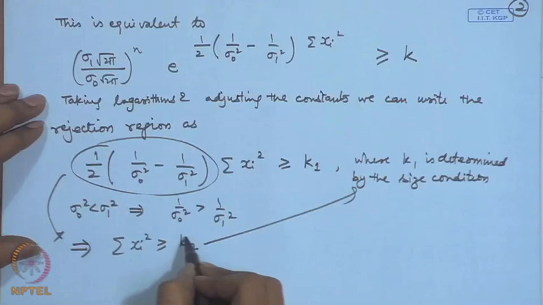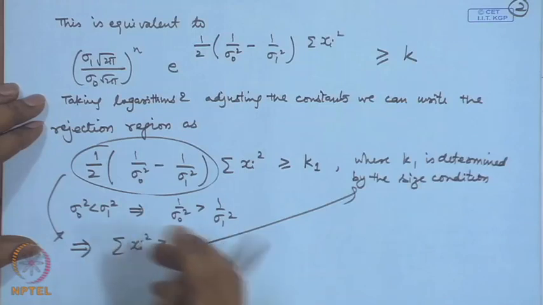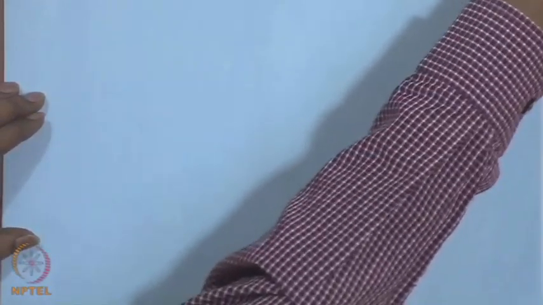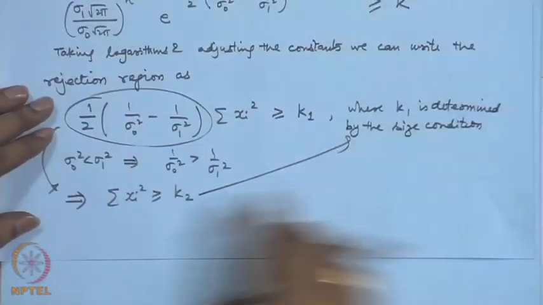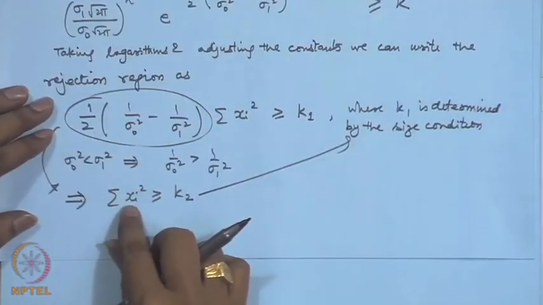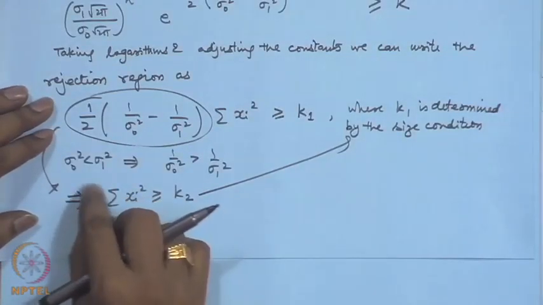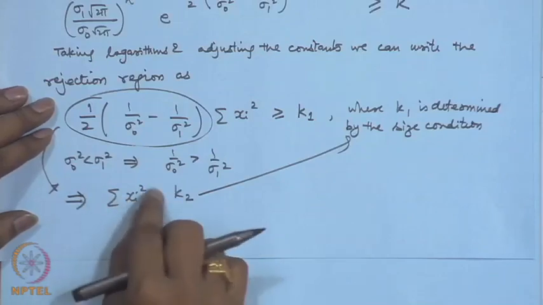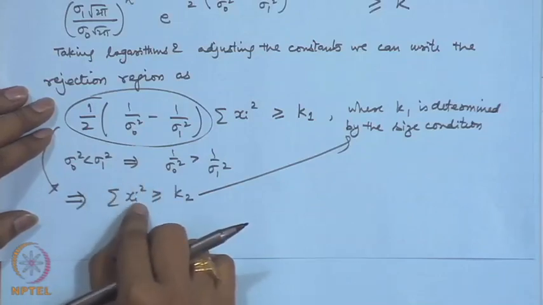Now, in order to determine this k 2, we need the probability of rejecting h naught when it is true, and we will put it equal to alpha. So, let us look at this. So, basically what we need here is the distribution of sigma x I square, because when we consider the probability statement here, this will involve the distribution of sigma x I square.